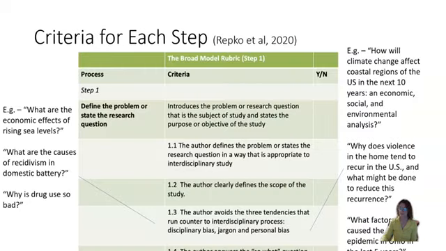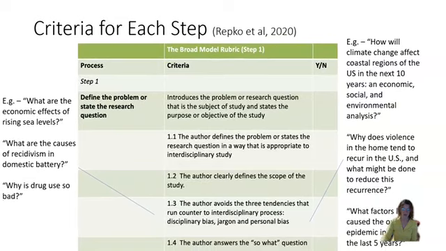One of the things that I also really like about this topic and the broad model is that there are criteria that are provided so that you can actually go through and figure out whether or not you've actually met the goals of each step. So the criteria can be really helpful to make sure that you have successfully addressed that first step.